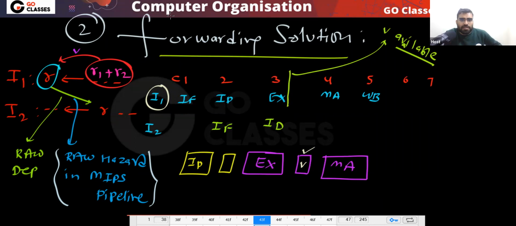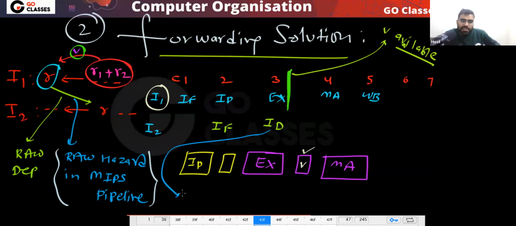This is a very simple concept. The calculation will happen in the execution stage, and at the end, this value V will be available, so this value will be here. So what does it mean? It means we read the wrong value. Do you agree that we read the wrong value?